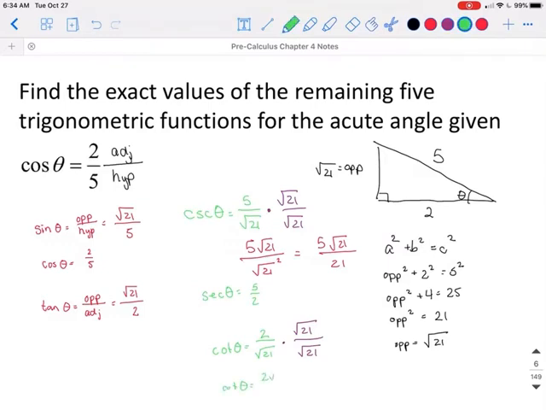2 times radical 21 is 2 times radical 21. Radical 21 times radical 21 would be radical 21 squared, but remember that the square is going to cancel the square root, so you will just be left with the 21 on bottom.